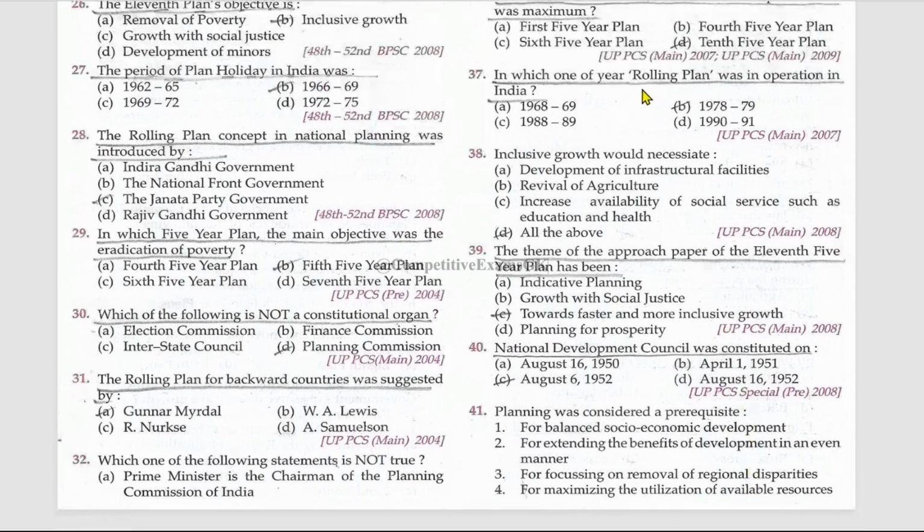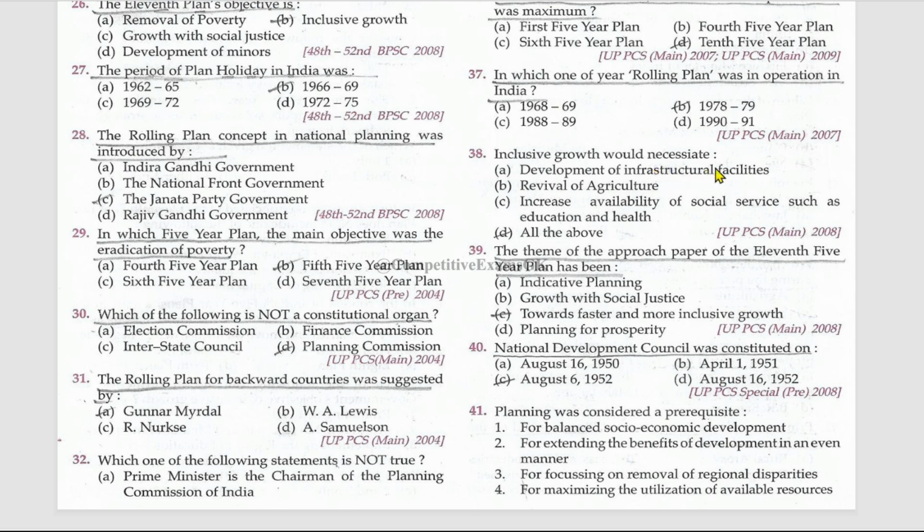In which one of the following years was the rolling plan in operation in India? That is 1978 to 79. These two are the gaps in between the five-year plans: the plan holiday during 1966 to 69 and the rolling plan during 1978 to 79. These two are the gaps. Okay, as I asked the question before.